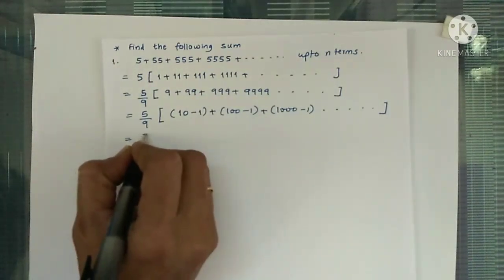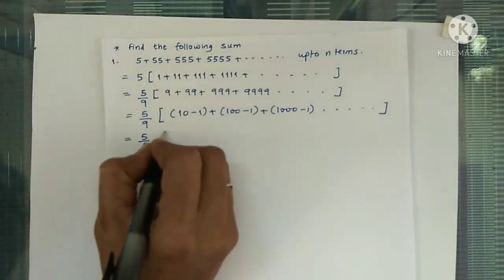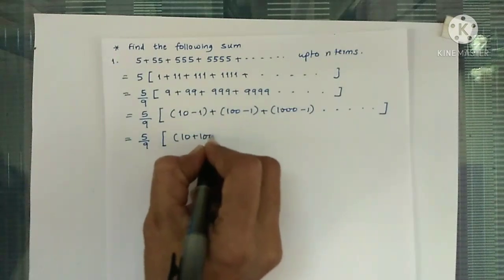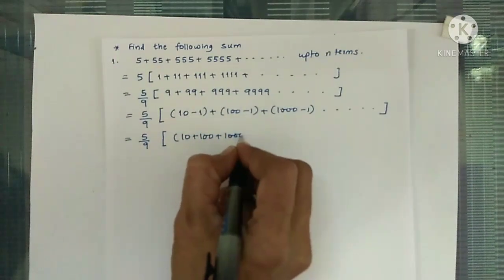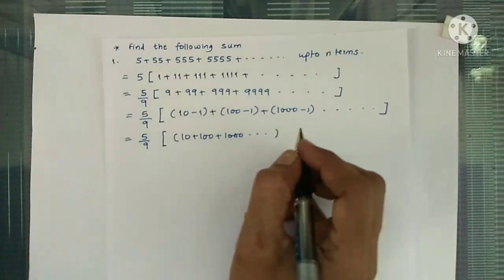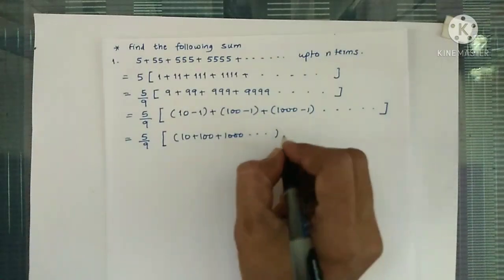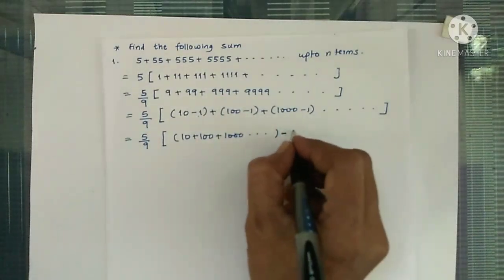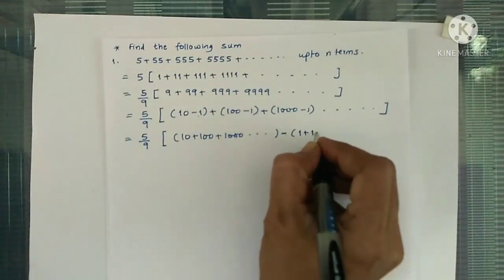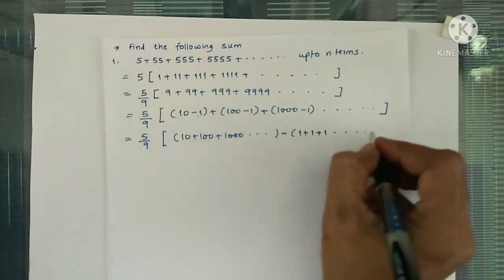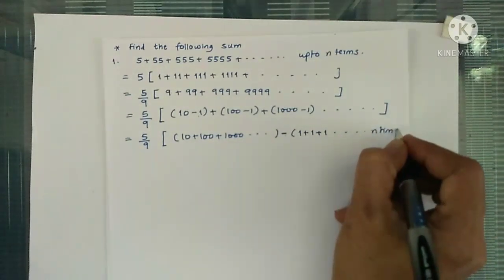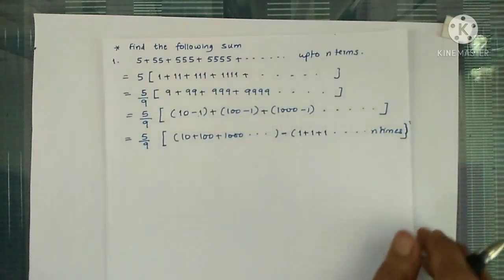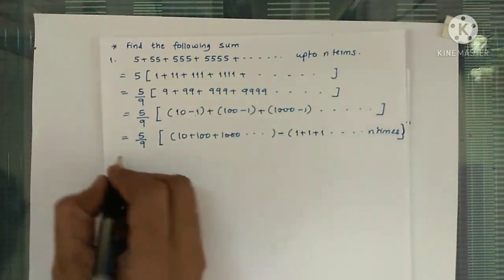Now let's collect the first term from these brackets. So collecting the first terms, we have 10 plus 100 plus 1000 so on up to n terms. Minus 1 minus 1 minus 1. Take the minus sign common. So in the bracket we have 1 plus 1 plus 1. How many times? n times. Why n times? Because we have n terms and each term has that minus 1. So n times we have 1.